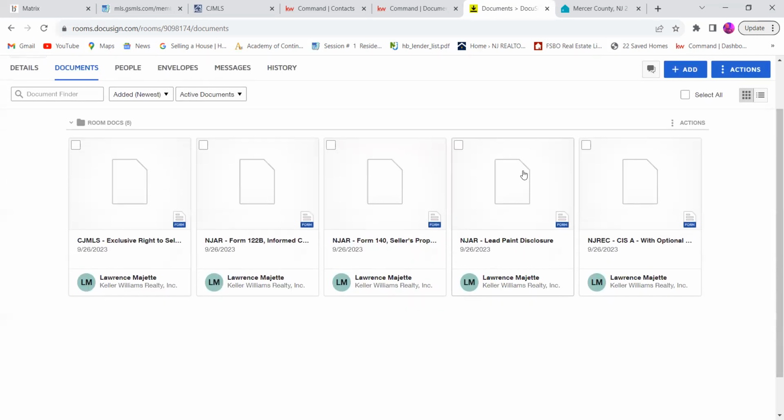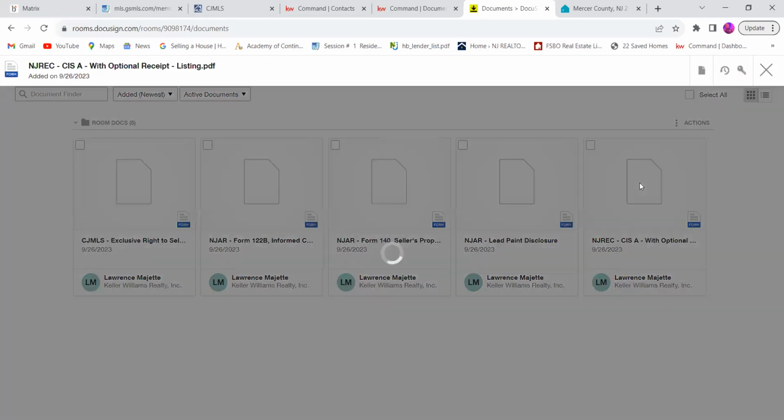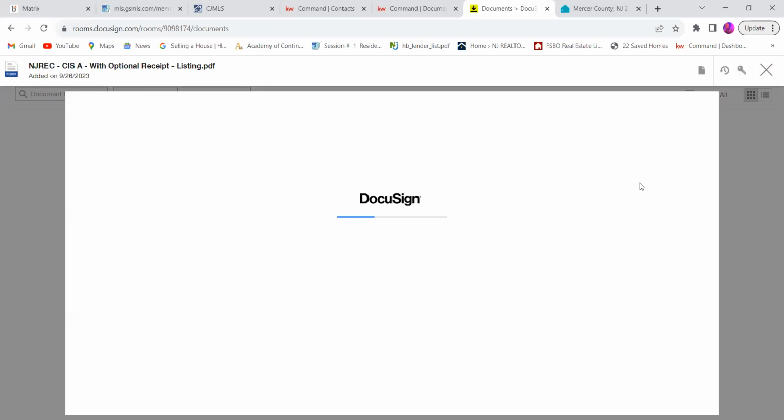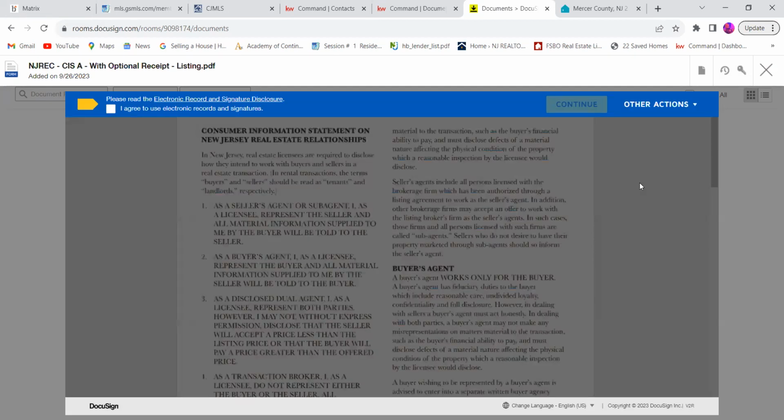Okay. Then we're going to get into our CIS. A CIS form you need with all transactions. So whether it be a listing, a buyer, or rental, everyone needs to have a conformed consumer information statement. They need to have that. It's a priority. It's a requirement. We have to do it every time.